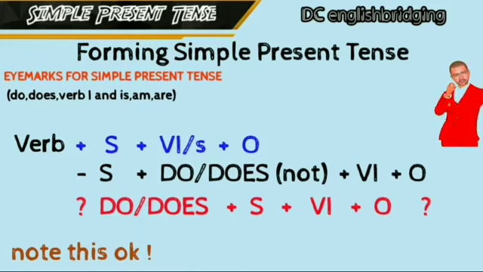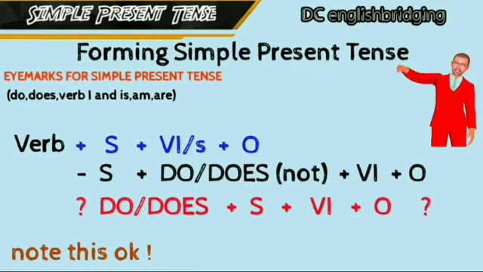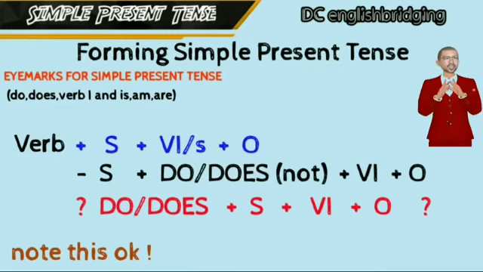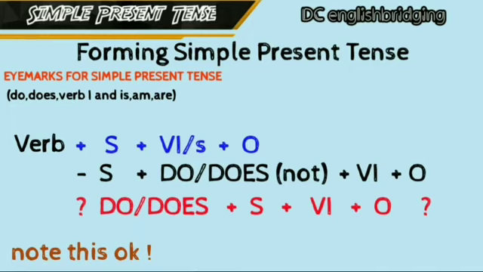Jadi kalian harus ingat bahwa untuk membentuk simple present tense, kalian harus hafal dulu the marks for simple present tense ya. Do does, verb one, is, am, are. Itu adalah simbol untuk simple present tense. Nah, untuk kata kerja, rumus positifnya adalah subject, setelah itu diikuti verb one, baik itu verb one pakai s atau tidak, tergantung subjeknya. Kemudian objek, kalimat negatifnya adalah subject plus do does atau not plus verb one plus object. Kemudian kalimat tanyanya, do does-nya maju ke depan ya, auxiliary-nya kemudian plus subject plus verb one plus object. Dicatat ini ya, dan dihafal.